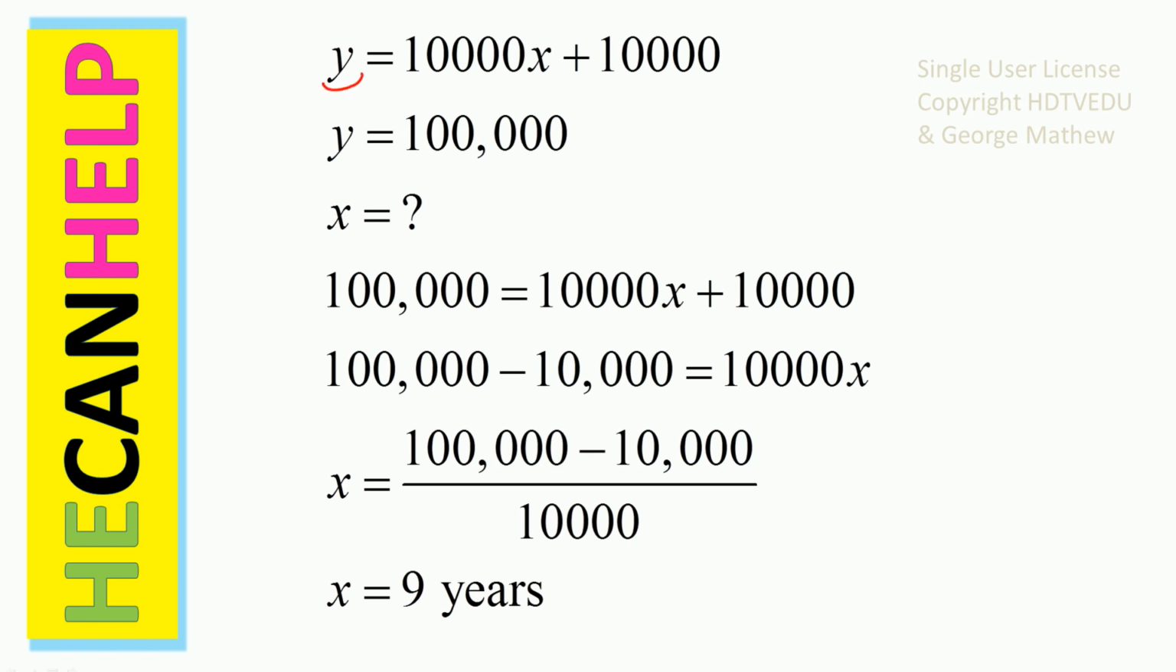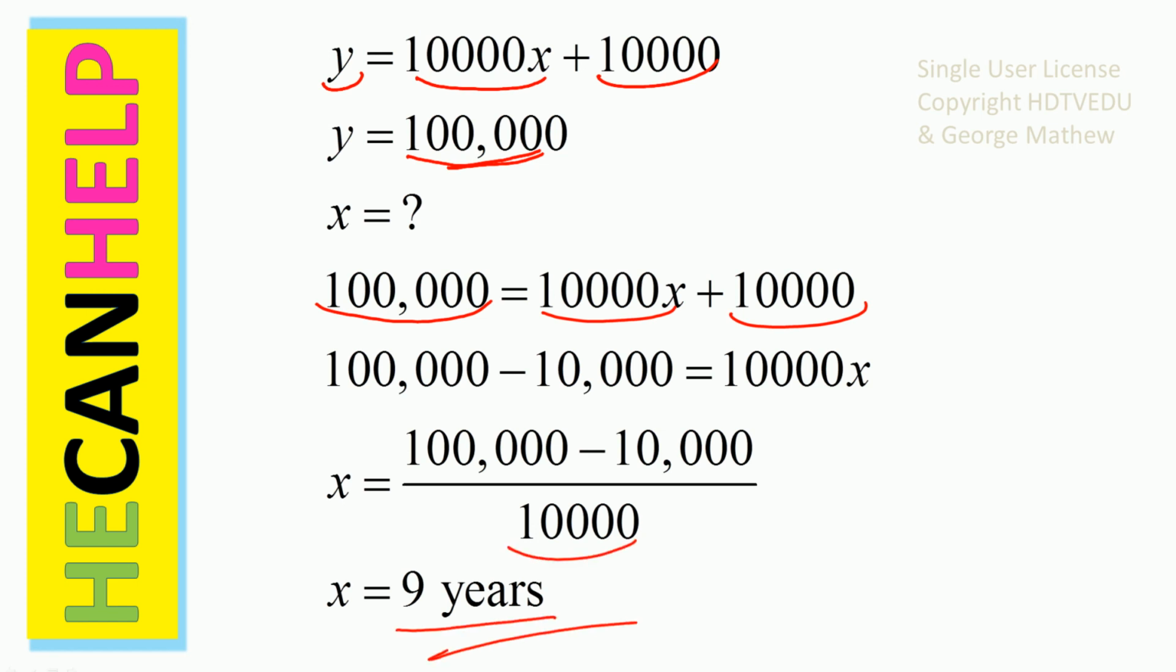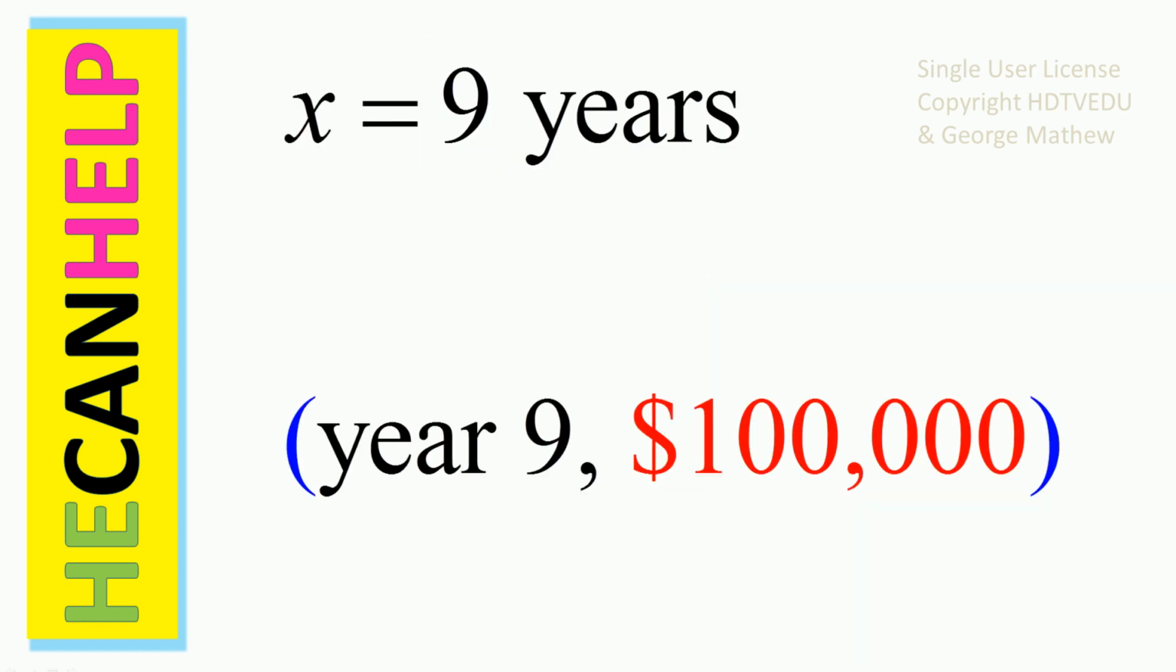Y is equal to 10,000x plus 10,000. Please don't forget, it is y that is equal to 100,000. So substitute y is equal to 100,000 and solve for the year. So you see 100,000 is equal to 10,000x plus 10,000. Subtract 10,000 from both sides and divide both sides by 10,000 and you get 9 years. So x equals 9, y is equal to 100,000.